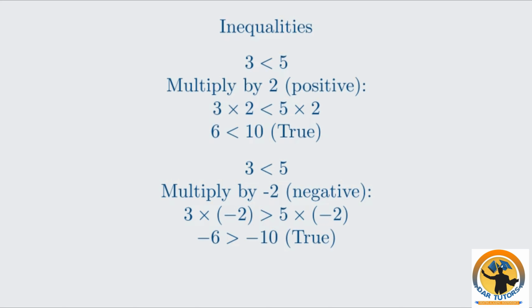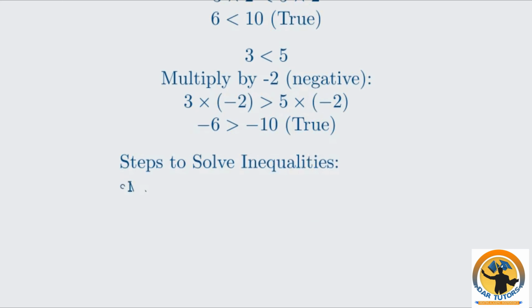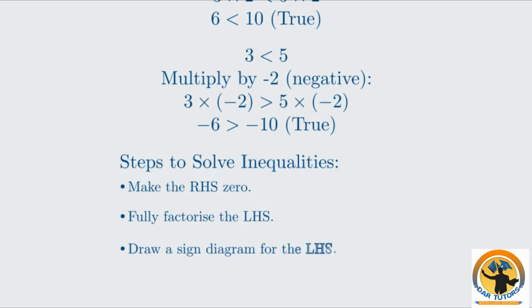Because we don't know if a variable is positive or negative, we cannot multiply or divide an inequality by a variable. Instead, we use a reliable algebraic method. Here are the steps. First, rearrange the inequality so that one side is 0. Second, factor the non-zero side completely. Third, draw a sign diagram for the expression. Finally, use the sign diagram to find the solution.